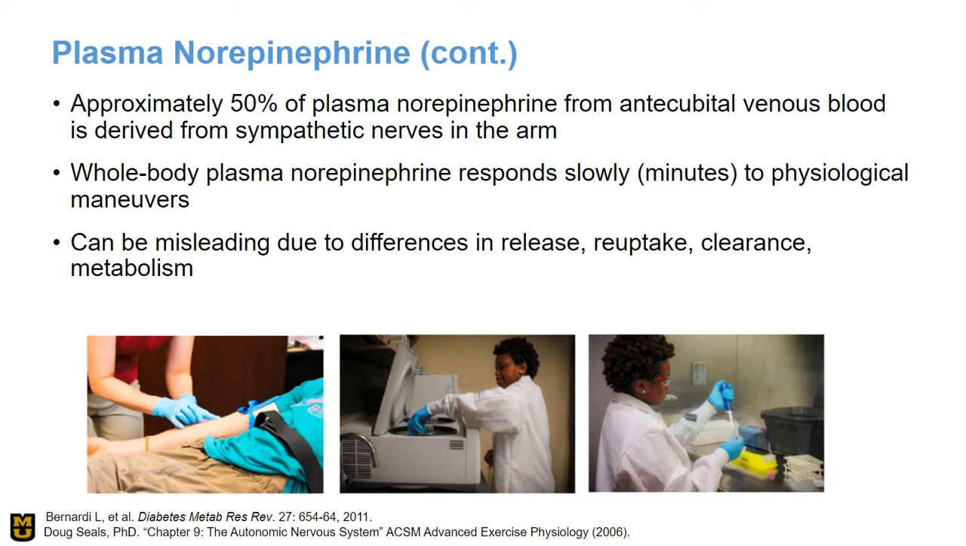It also can be misleading because if you think about it, the norepinephrine has to be released from the nerve terminals, then some of it's going to be taken back up, some will leak into the plasma, some of it's going to be cleared and metabolized, and so you're not getting a direct measure of the norepinephrine that's released from the nerve terminals. It's going to be a result of a variety of factors.